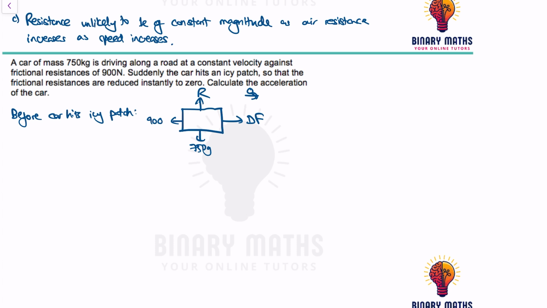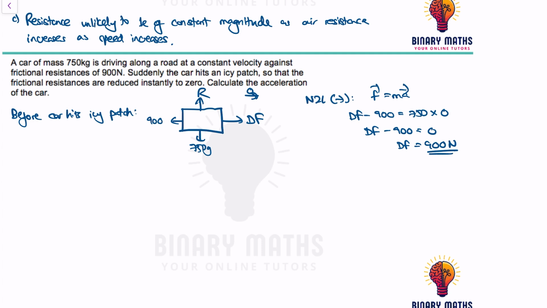So Newton's second law applied horizontally, F is equal to mass times acceleration. So that means driving force take away 900 must be equal to mass, which is 750, times 0, because acceleration is 0, which means driving force take away 900 is equal to 0. So the driving force is equal to 900 newtons.